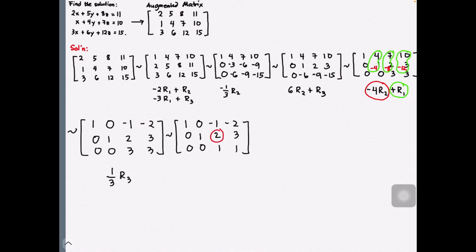This time, we have to make these entries zeros. Hence, we have to multiply the third row by a negative 2 and add that to the second row. Similarly, we just have to add the third row and the first row to have that 0 there.